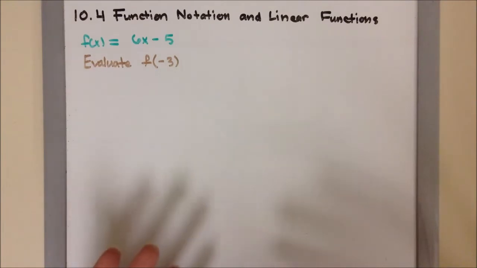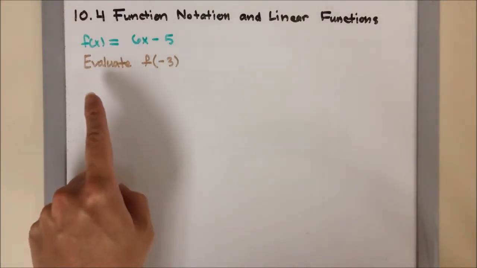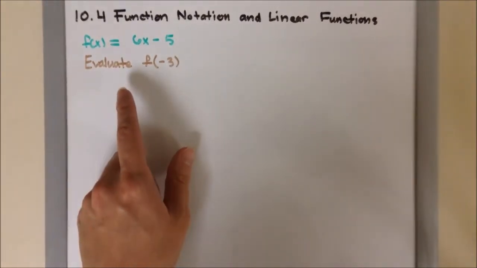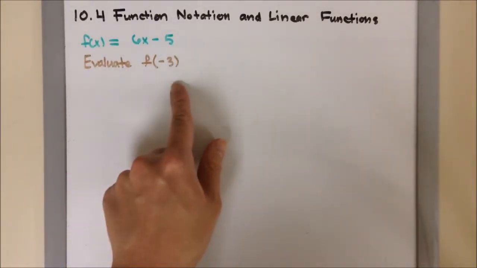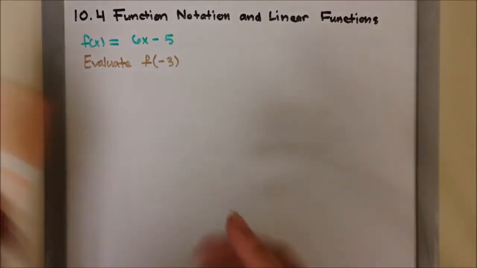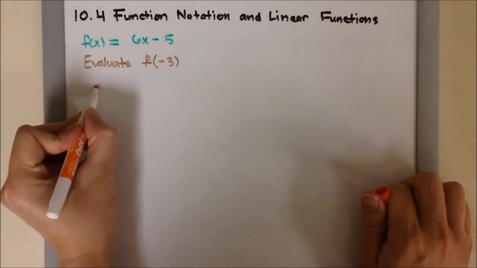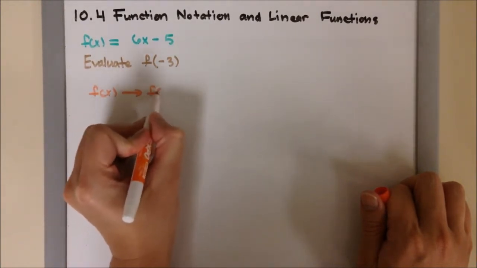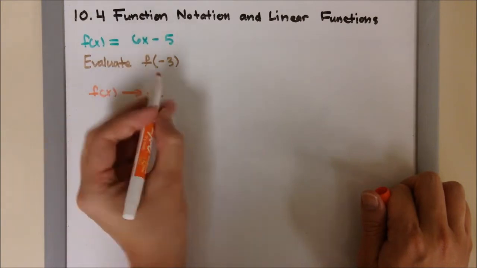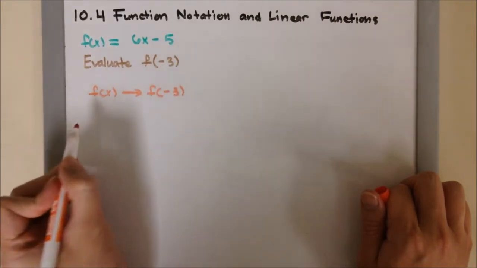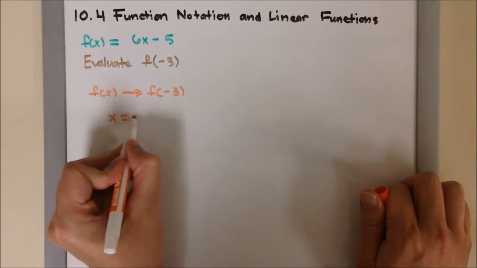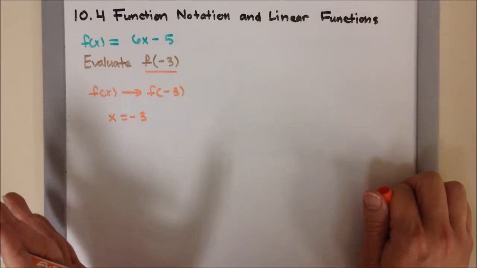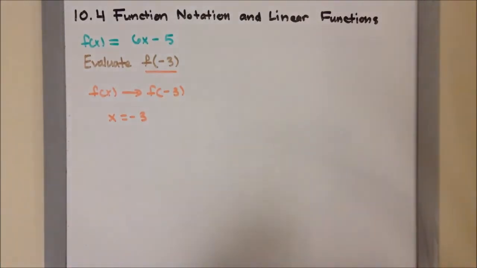So let's take a look at our first example. We have f of x equals 6x minus 5. And the question is saying evaluate f of negative 3. When the change is from f of x to f of negative 3, then it just means that x is equal to negative 3. And then this is just basically the y value. So that's all you're doing.